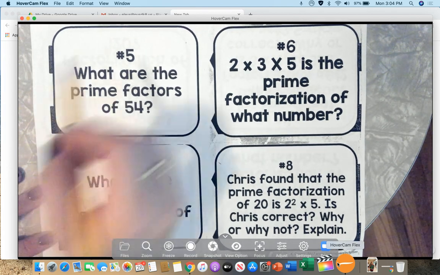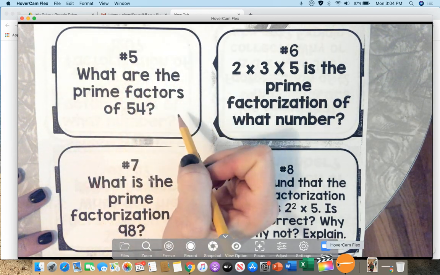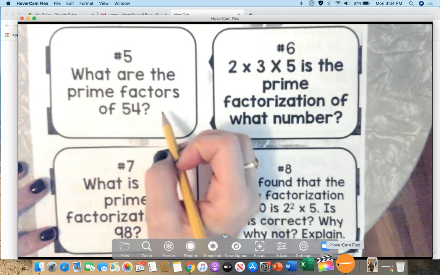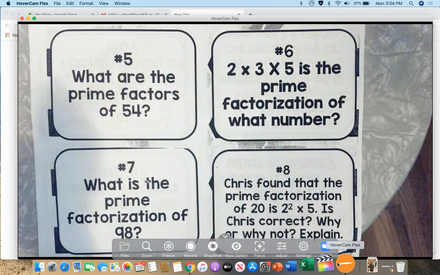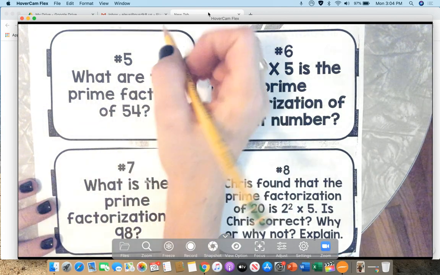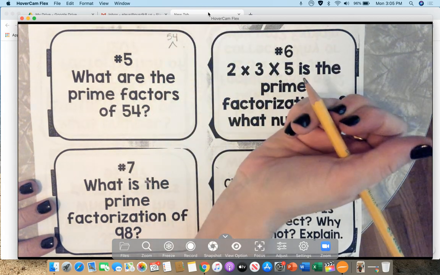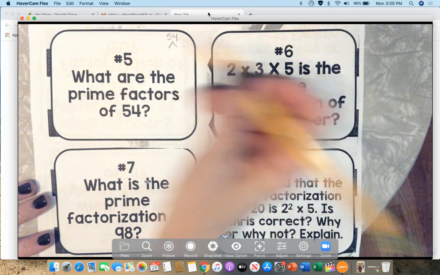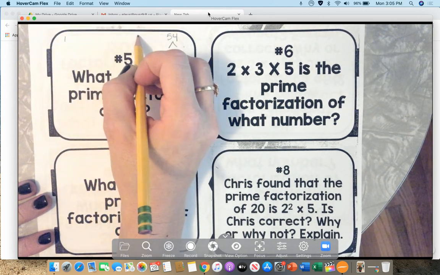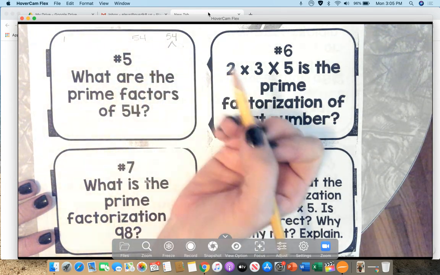All right, so let's look at number 5. It says, what are the prime factors of 54? Okay, so if they ask you for prime factors, I want to know numbers that multiply together and give me a 54. So you're going to want to write down your 54, and you can start making a factor tree. You can also just list out all the numbers. So I know 1 and 54 are my first 2 factors because 1 times 54 is 54.